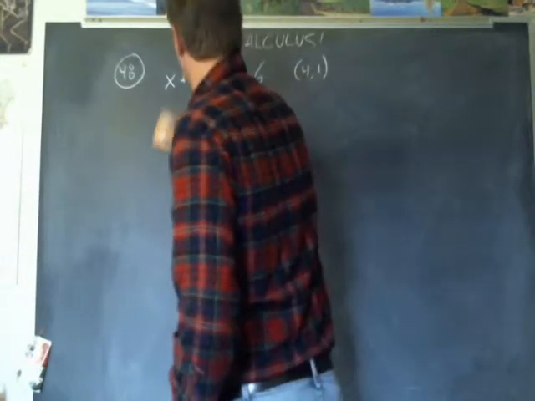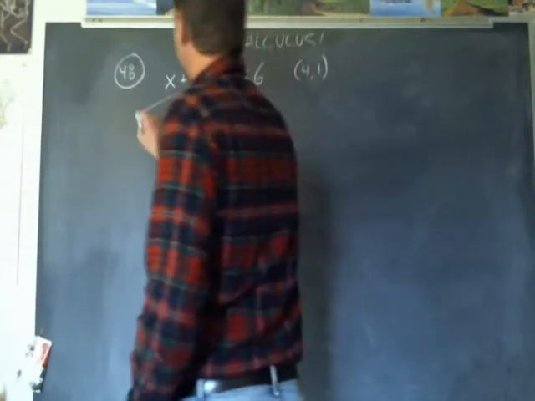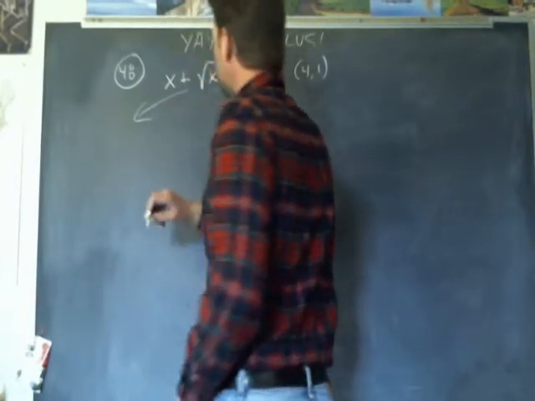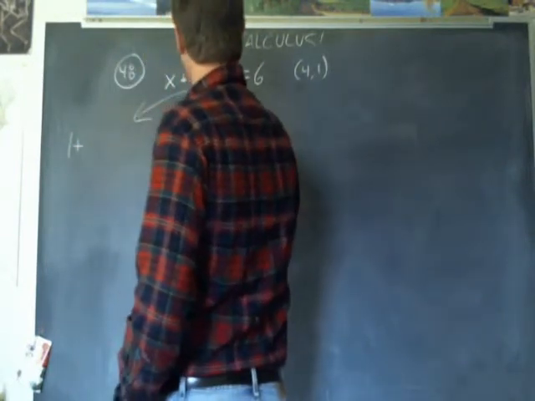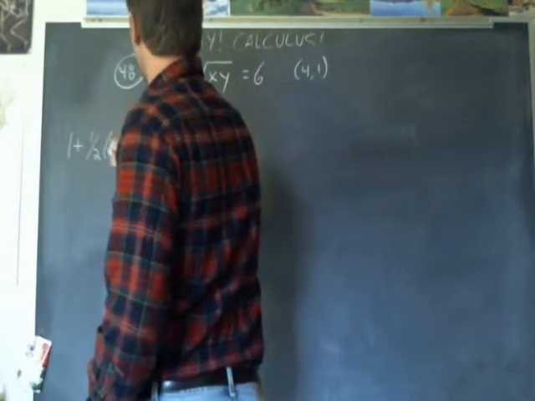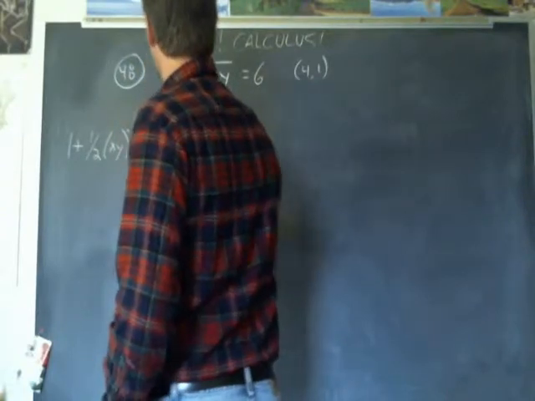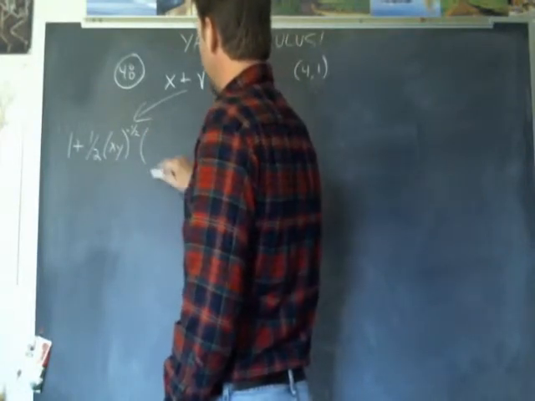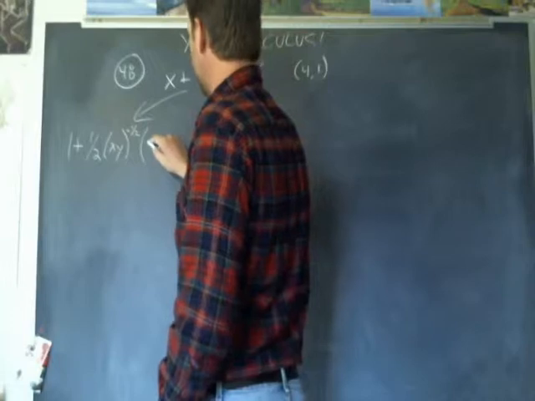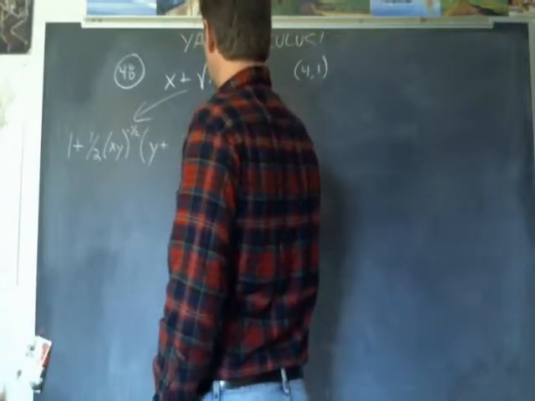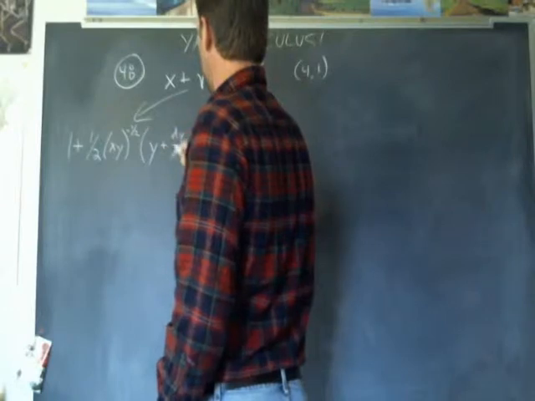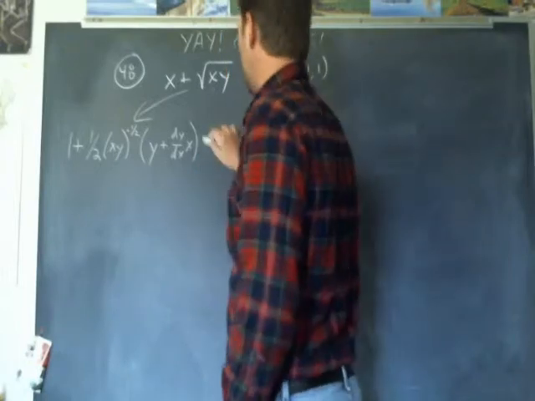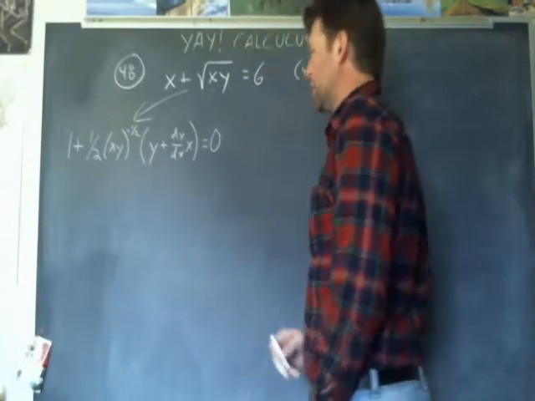So do this one over here. We'll do this as power chain rule. It'll be 1 plus 1/2 (xy) to the negative 1/2, times the derivative of the inside, which is going to be product rule. Product rule on xy is going to be the derivative of the first, which is 1, times the second, plus the derivative of the second times the first. It's all equal to 0. That's one way to do it.